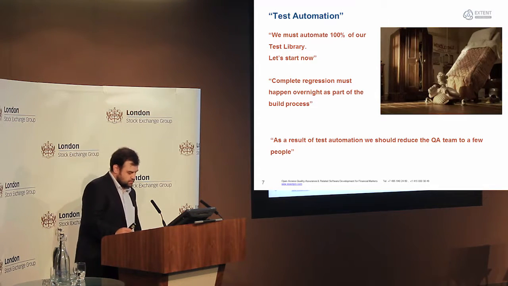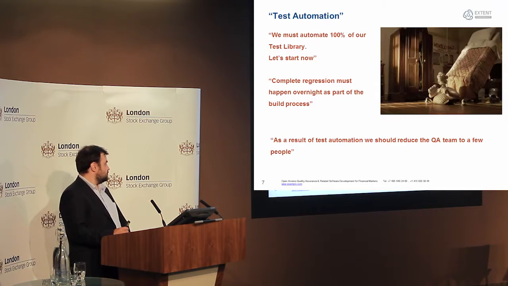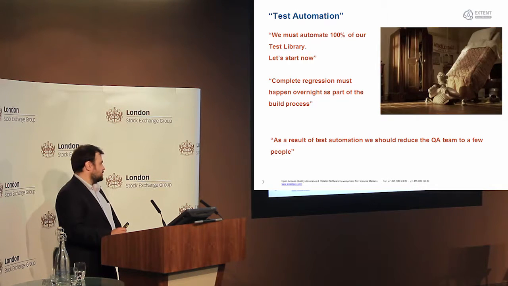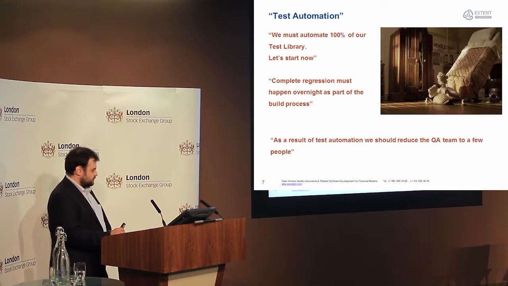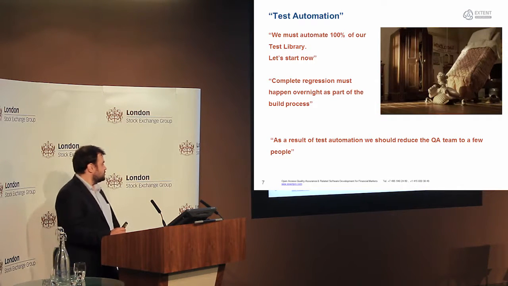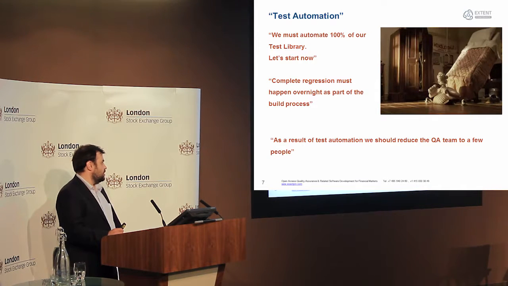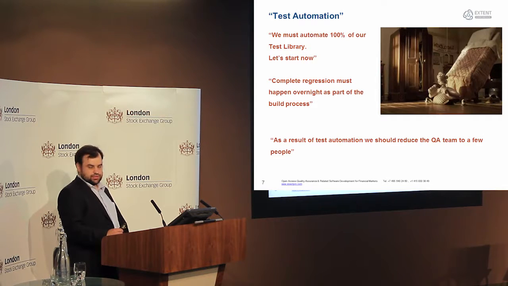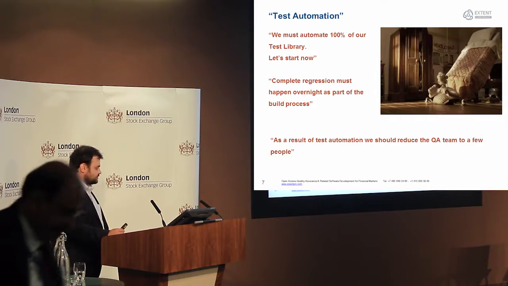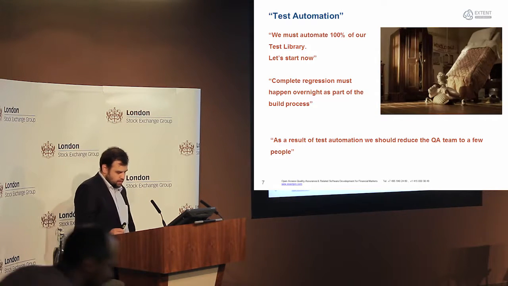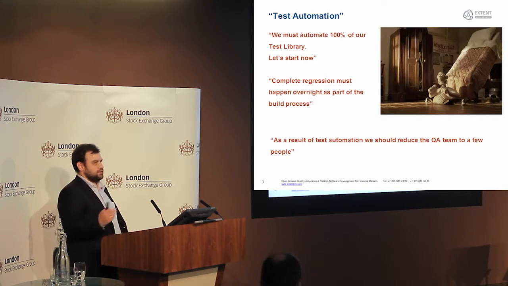This is an attempt to automate a full regression library. Somebody says that we must automate everything. We need to do complete regression in the night builds. Change is a part of the software development process. So if we try to script all test requirements or all test scenarios and automate them, we will fail because software constantly changes.